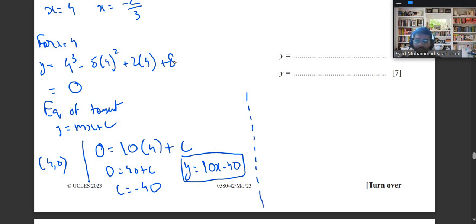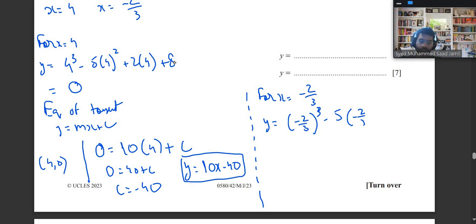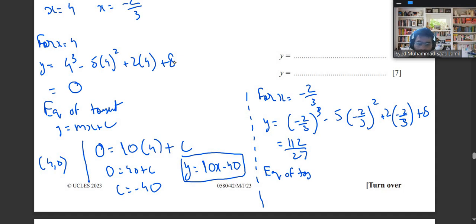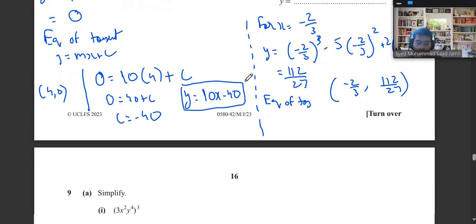Now we will do the same thing for x equals minus 2/3. We have to find these points. So y equals (minus 2/3)³ minus 5 multiplied by (minus 2/3)² plus 2 multiplied by minus 2/3 plus 8. So this comes out to be 112/27. The two points are minus 2/3 and 112/27. We will plug those points now.